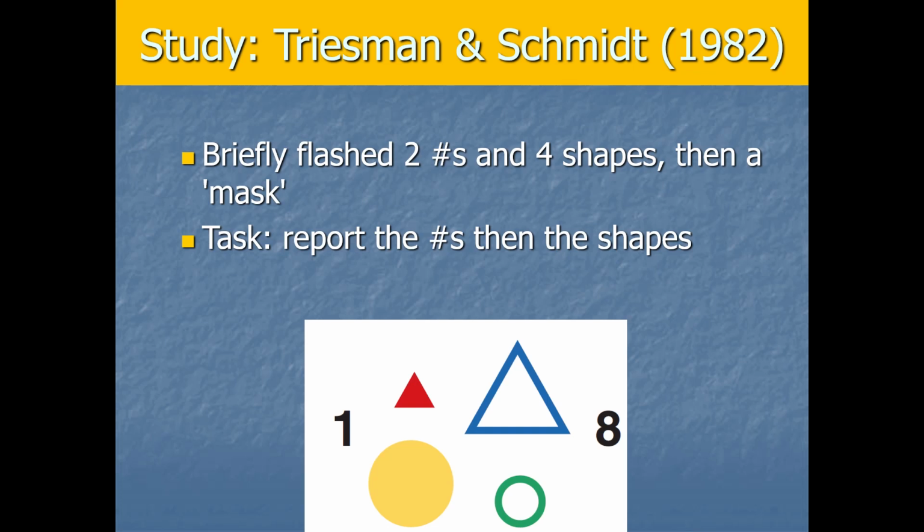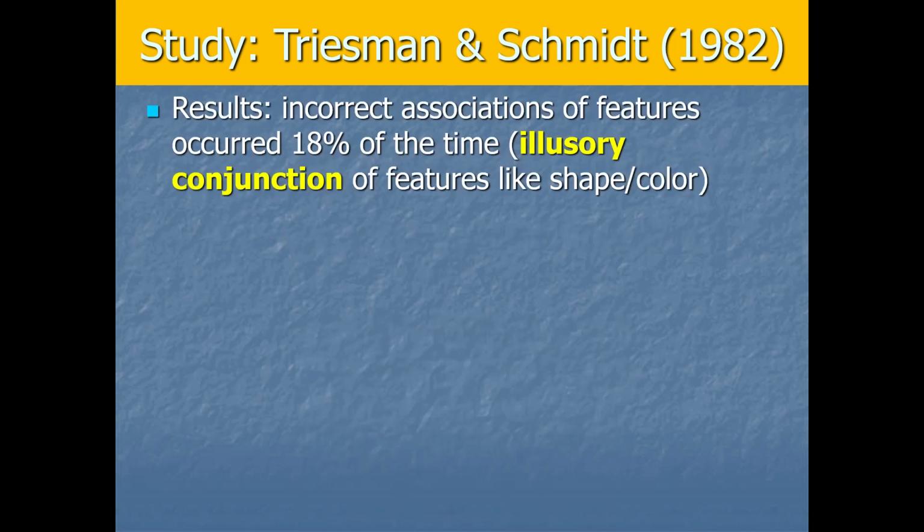Now the task for participants was simple. Every trial, when one of these displays was flashed, first you report the numbers, then you report the shapes. Just see how many of those shapes your brain can get to, how many it can process before time runs out, and it's kind of all out of your memory, so to speak, right? Or overwritten by the filler masking pattern that we put up. So that's the setup she did.